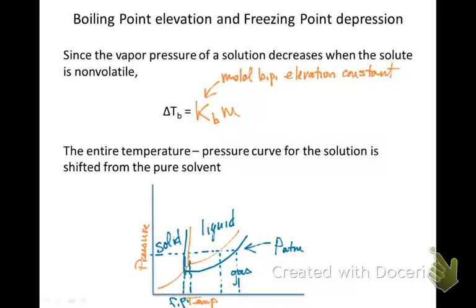Similarly, we can do the same sort of analysis with the solid to liquid transition. We have a blue line drawn in. We've drawn dashed lines from the point at which those intersections happen. And what you'll note is that we always see a decrease in the temperature for the solution, the freezing point of the solution. So we see boiling point elevation and freezing point depression.